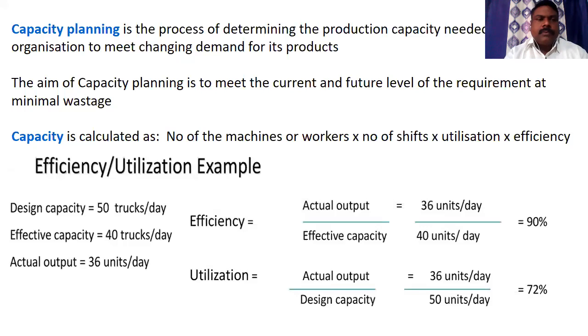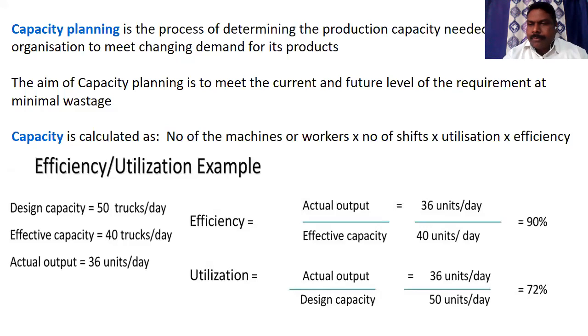So meeting the current and future level requirement we have to see, and minimal wastage we have to check. Capacity is calculated as number of machines or workers into number of shifts into utilization into efficiency. This is the formula. Capacity equals number of machines or workers into number of shifts, that is, no. is number, and utilization and efficiency. Here, number of machines means units, number of shifts means how many shifts come in the units. Utilization will go with the percentage, efficiency will go with the percentage.